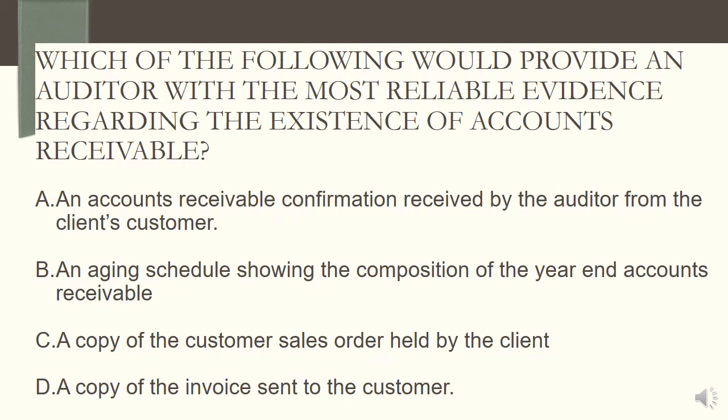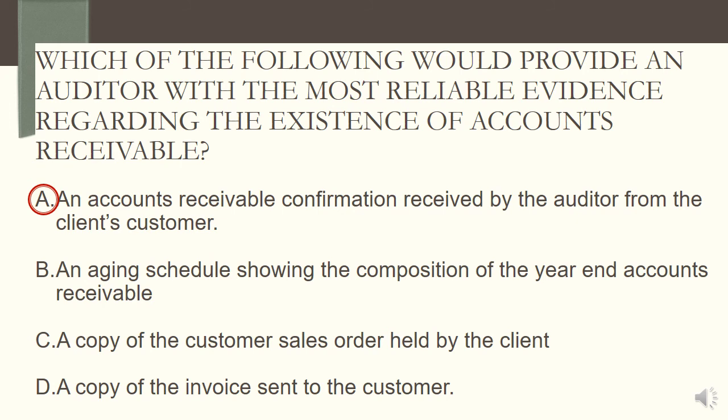Last one, I promise. This one gets into the evidence, which we talked about in the very last slides. Which of the following would provide an auditor with the most reliable evidence regarding the existence of accounts receivable? And there's one of those relevant assertion words in there, existence. So I'll give you a couple seconds to think about that. The correct answer is A, an accounts receivable confirmation received by the auditor from the client's customer.